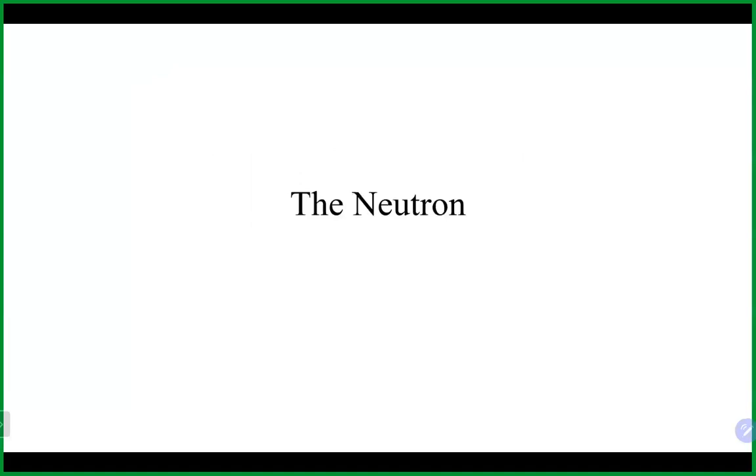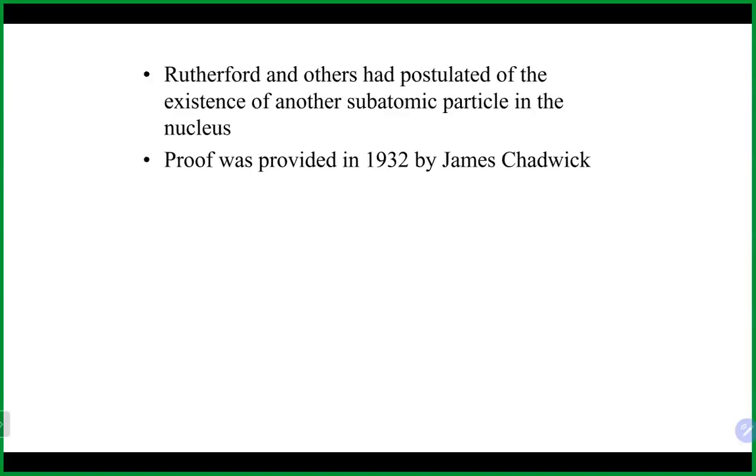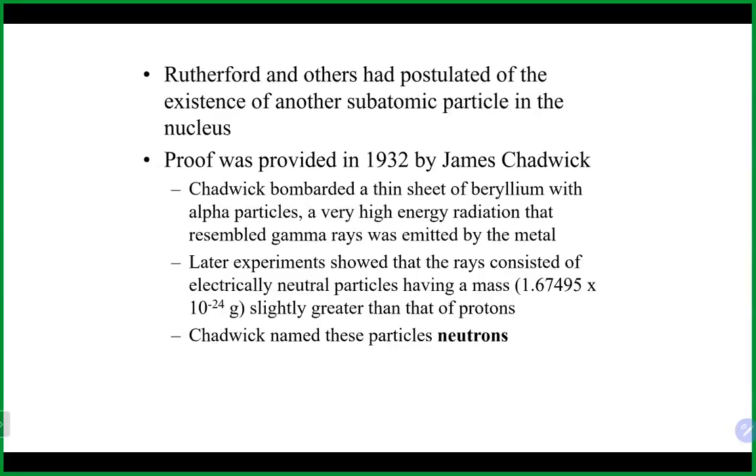Now, the neutron, which is our third subatomic particle, there was always a belief that they did contain another particle in the nucleus. And it was actually not until about 1932 that the discovery of the third particle was made by Chadwick. He did a lot of work with sheets of beryllium and alpha particles. What he saw was it emitted radiation that was very similar to our gamma rays. And if you remember, our gamma rays, as we talked about earlier, have no charge. So by exploring this, he was able to see these particles come off.